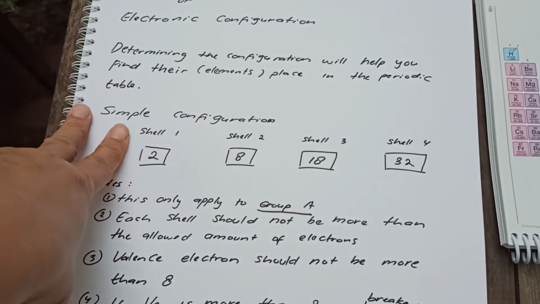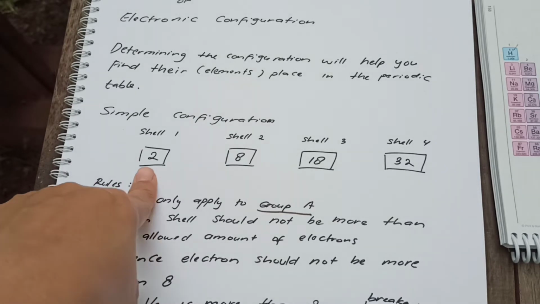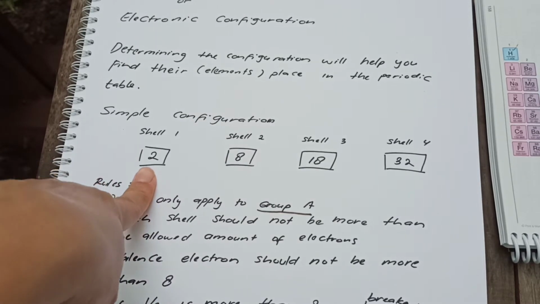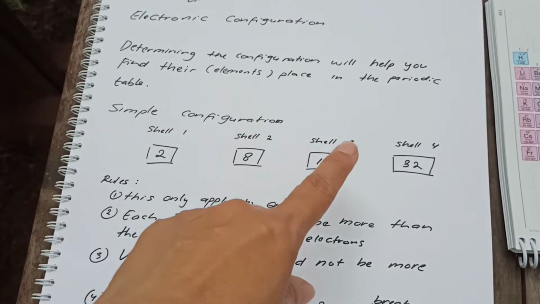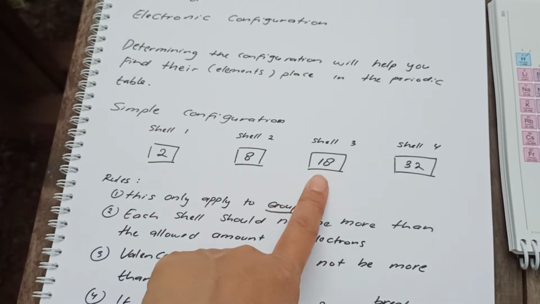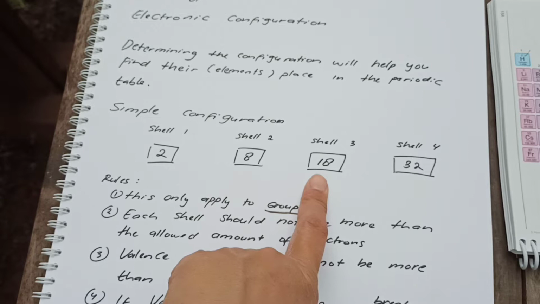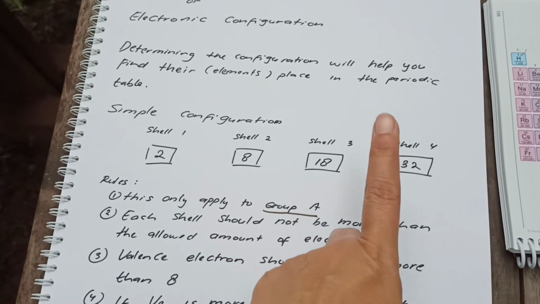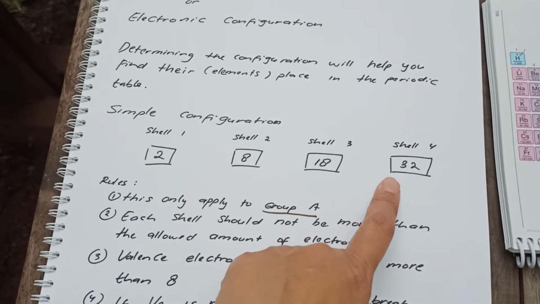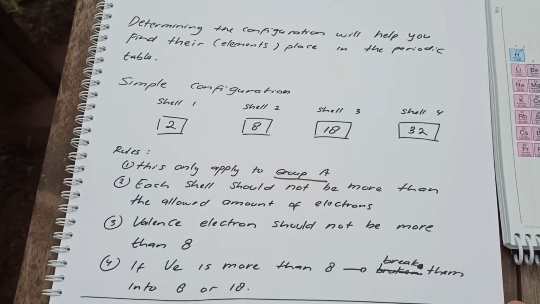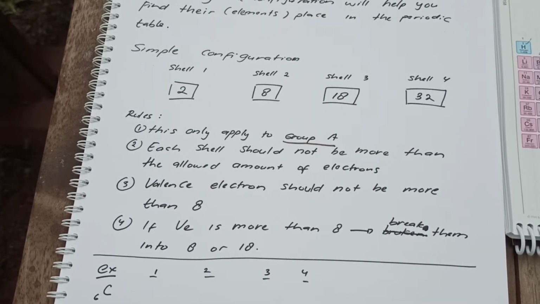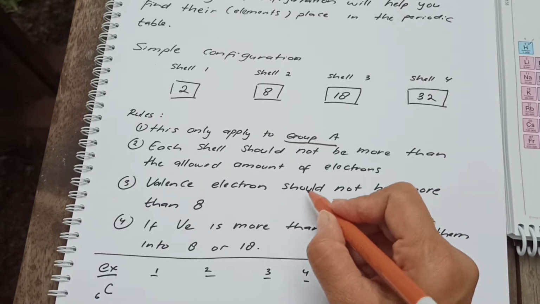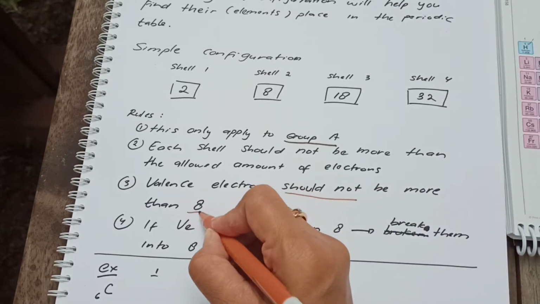So the allowed amount of electrons is that shell 1 has only 2 electrons, no more than 2. Shell 2 has 8 electrons. Shell 3 is 18 electrons, no more than 18. Less than 18 is okay, but no more than 18. And then shell 4 has 32 electrons. And the valence electron should not be more than 8. This is also important, that it should not be more than 8.